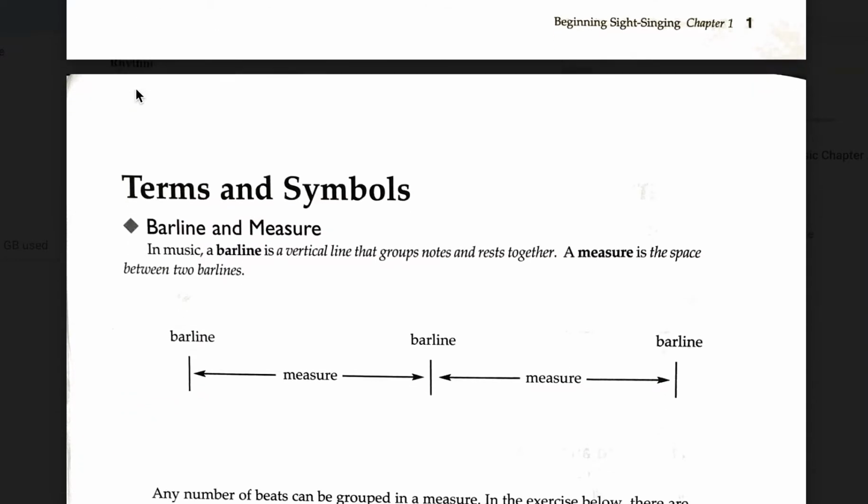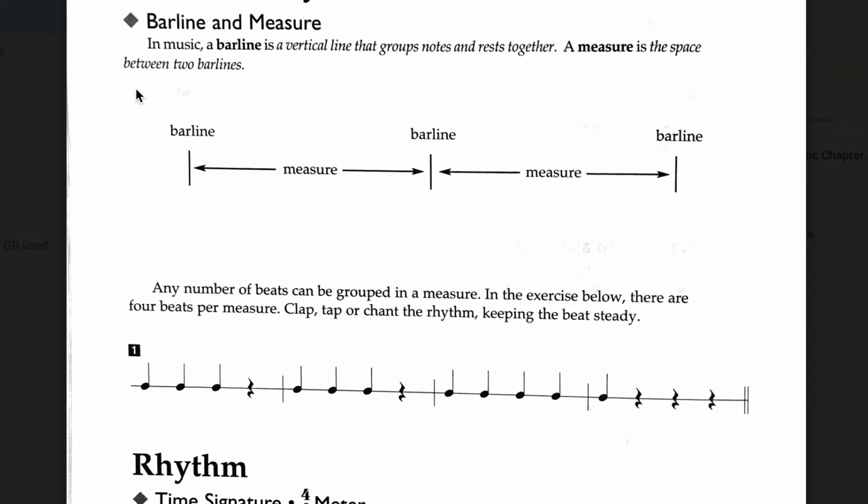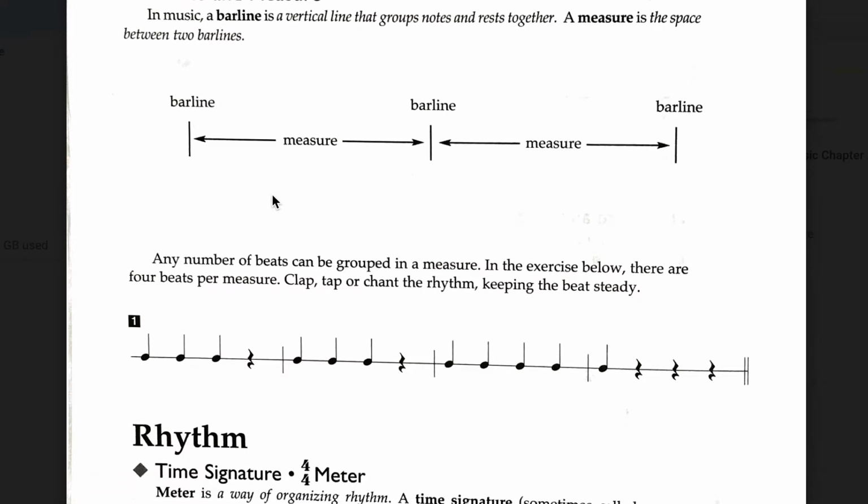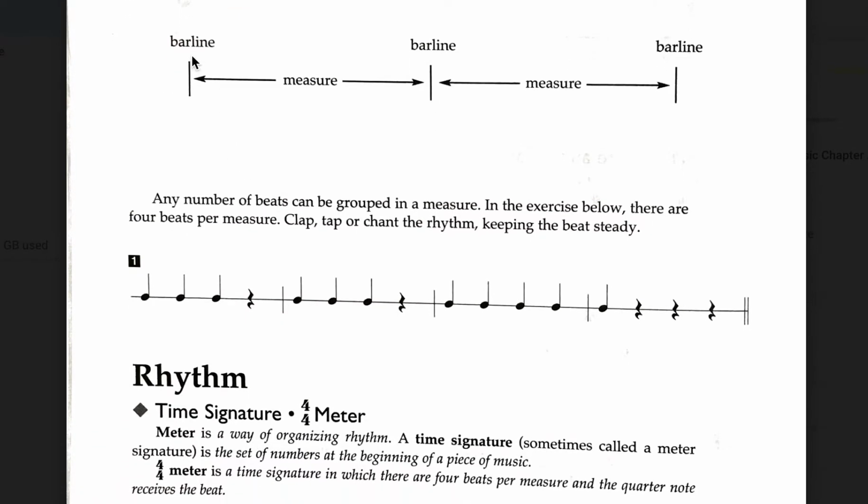All right. Moving on to bar lines and measures. So in music, a bar line is a vertical line that groups notes and rests together. So this is a bar line, here's one, and here's one. The measure is the space in between two bar lines. So all the notes and rests in between two bar lines are called a measure. If this is measure 1, this would be measure 2.